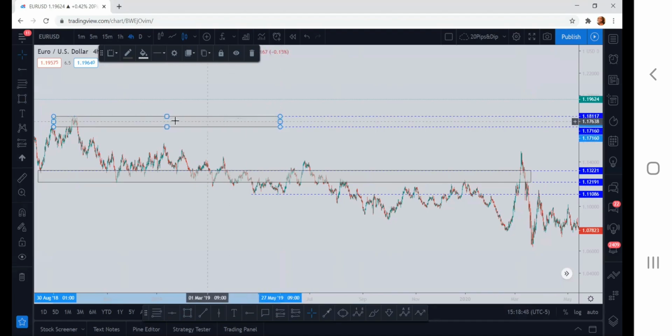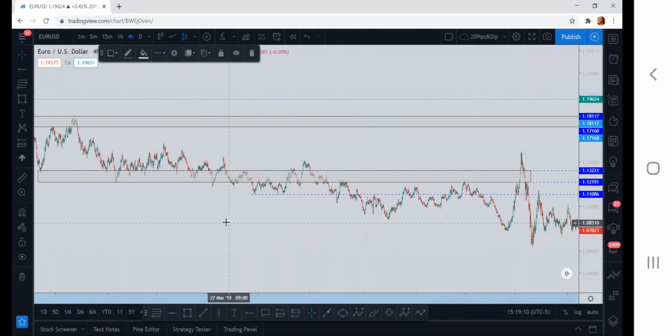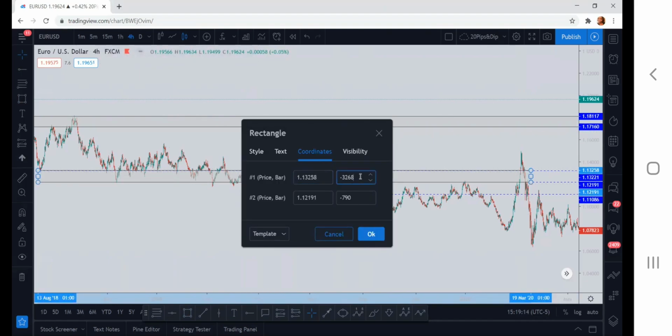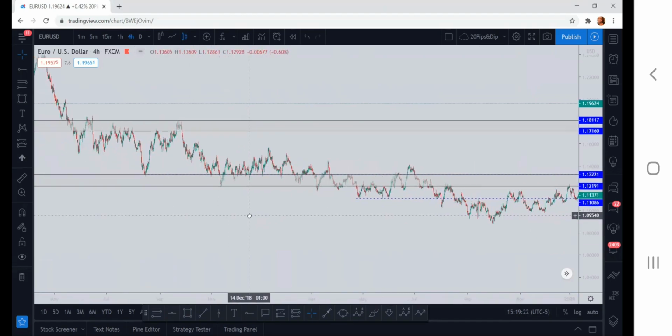Then I'm going to double click where it says coordinates on the rectangular tool. I'm just going to add some zeros and it's going to extend it all the way to the left. And then right here, I'm going to add some more zeros, or you could type in 15,000. It's going to extend it to the right, and hit OK. I'm going to do the same thing here. Double click. Boom.